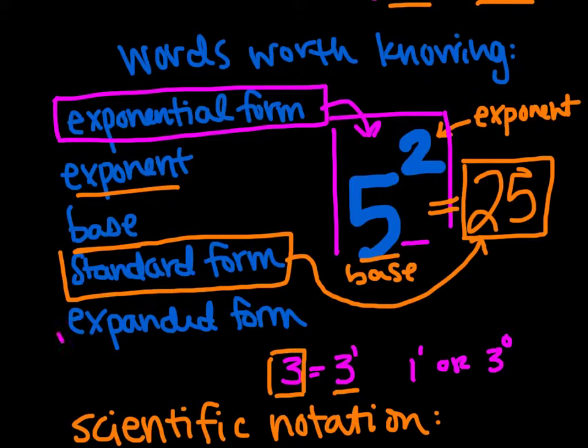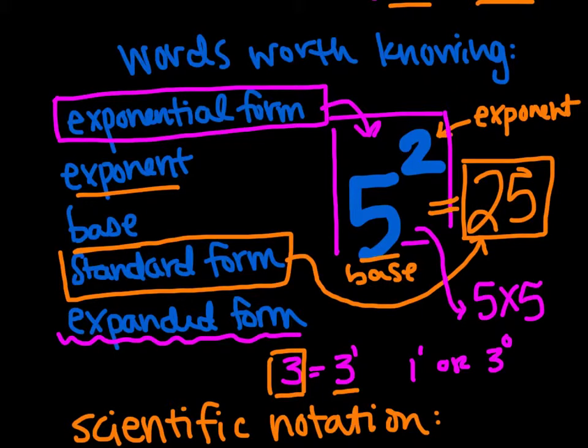Last, expanded form. So I'm going to show this with a little squiggly line. Expanded form is essentially taking this 5 squared and writing 5 times 5. So there is our expanded form. In this case, with this 3 and 3 raised to the first power, its expanded form is simply 3. It looks the same as the standard form, which is kind of interesting. So we have 5 times 5, which is our expanded form of 5 squared. So those are some words worth knowing.